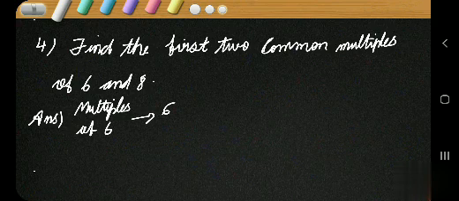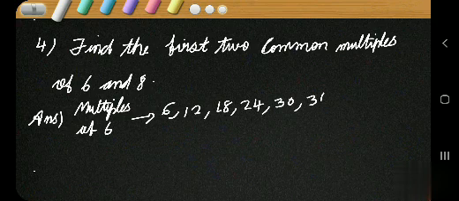6 ones are 6, 6 twos are 12, 6 threes are 18, 6 fours are 24, 6 fives are 30, 6 sixes are 36, 6 sevens are 42, 6 eights are 48, etc. It goes on, isn't it?